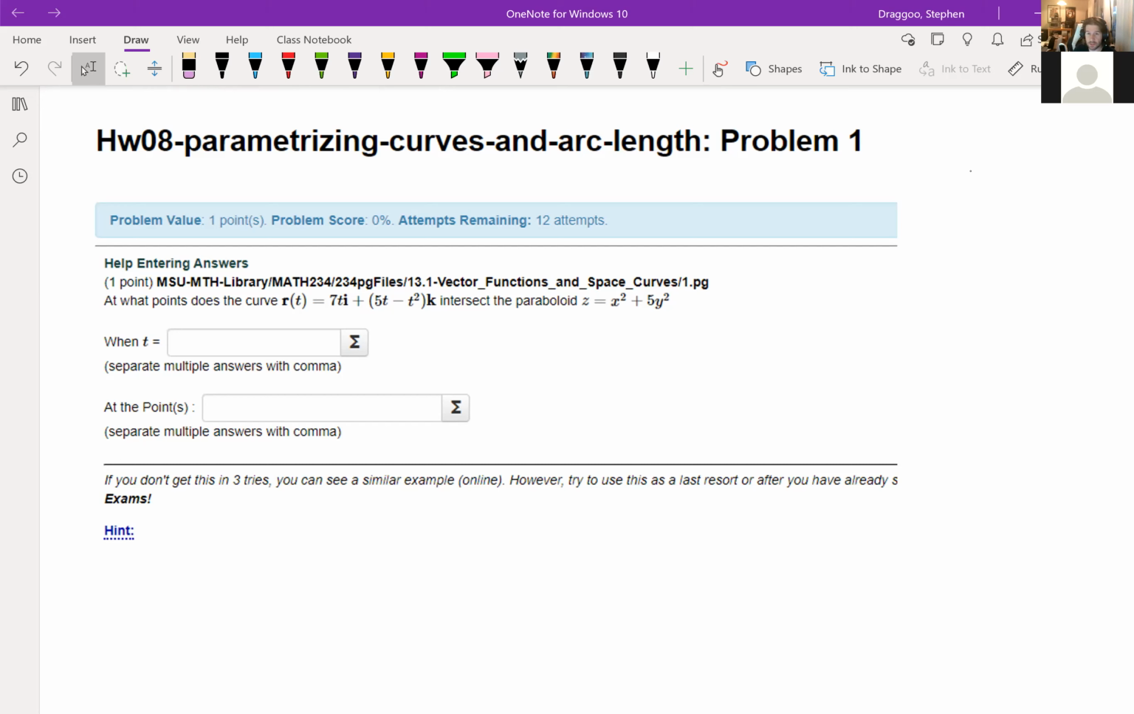So let's just get to it. At what points does the curve r of t intersect the paraboloid z equals whatever?